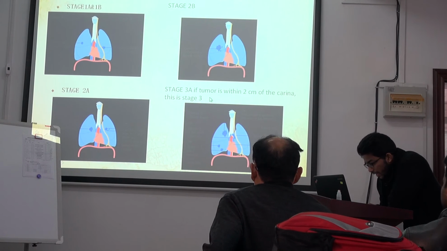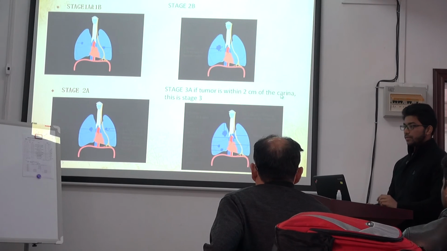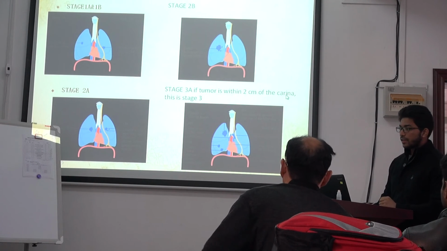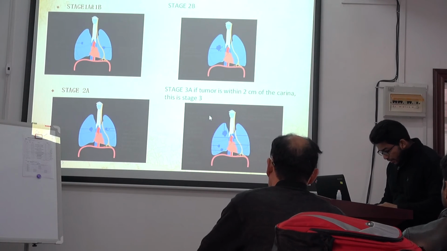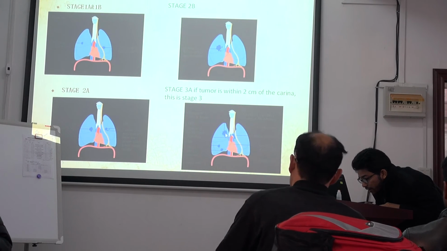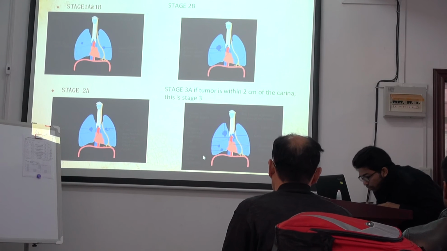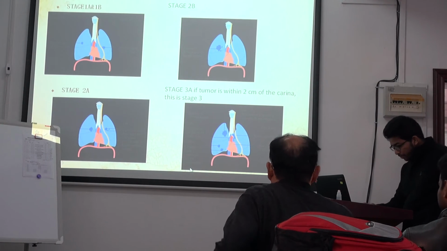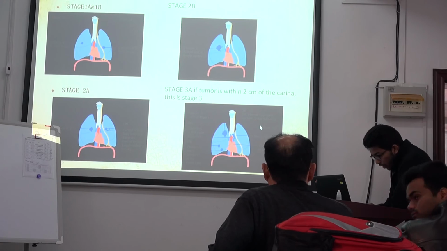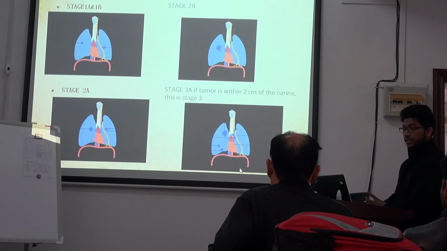Stage 3A, if the tumor is within 2 centimeters of the carina, this is stage 3A. Is that clear? If there is any doubt? Carina, and in this the cancer is 7 centimeters or bigger, or the cancer is in the main bronchi, or there are 2 tumors in the same lobe, or the cancer is growing into one of the following, like the chest or nerve, or the lining of the heart or the diaphragm. Okay? Is that clear?